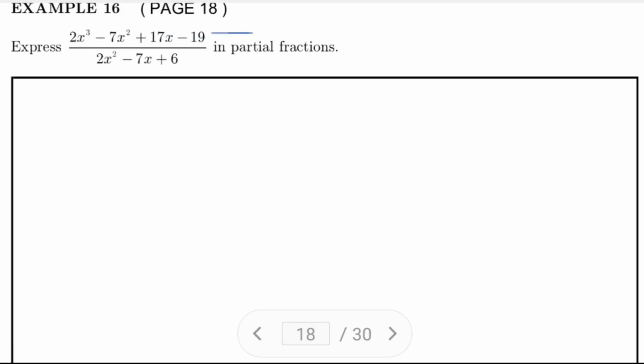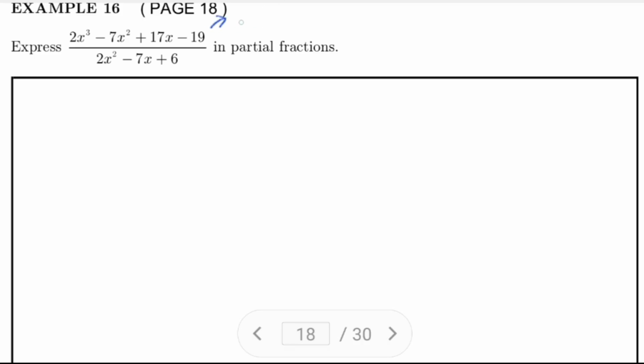Example 16 on page 18. Express 2x cubed minus 7x squared plus 17x minus 19 over 2x squared minus 7x plus 6 in partial fractions. The polynomial in the numerator is of degree 3 and the polynomial in the denominator is of degree 2. The degree in the numerator is greater than the degree in the denominator, so this is an improper fraction. So for an improper fraction, the first step that we need to do is long division.